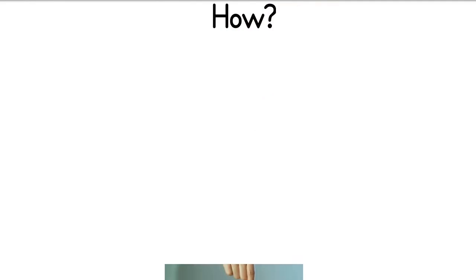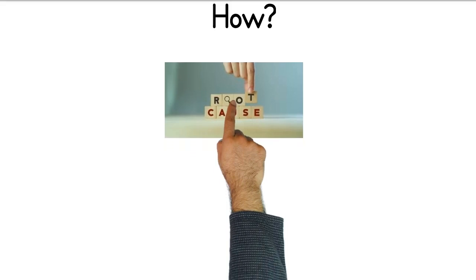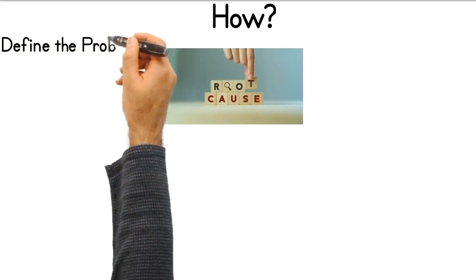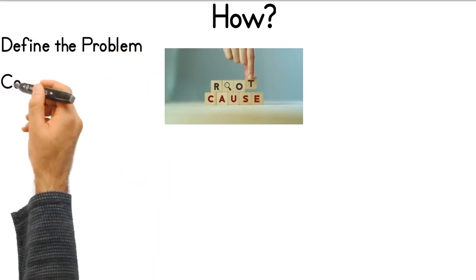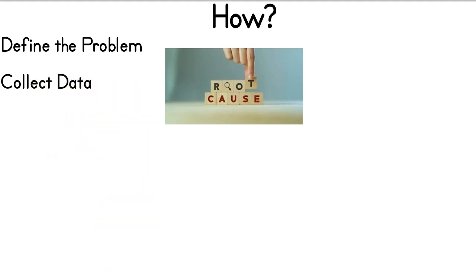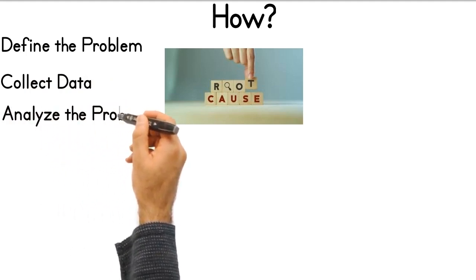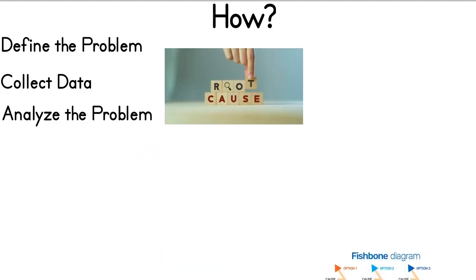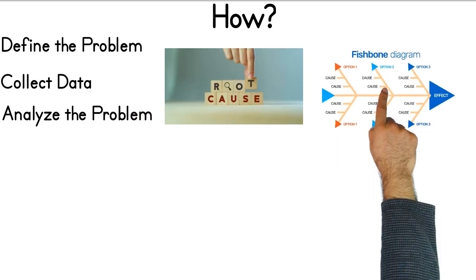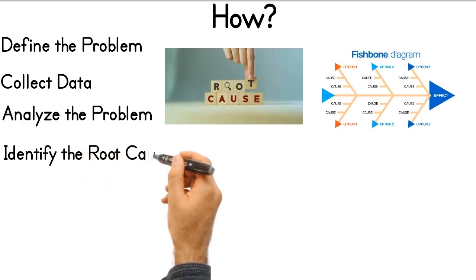How is root cause analysis, RCA, performed? 1. Define the problem. Clearly define the issue at hand, including its scope, impact, and symptoms. 2. Collect data. Gather all relevant data, including records, reports, and observations. 3. Analyze the problem. Use RCA tools to analyze the problem systematically: 5 whys, Fishbone diagram, failure mode and effect analysis, fault tree analysis. 4. Identify the root cause. Based on the analysis, determine the underlying causes of the issue.